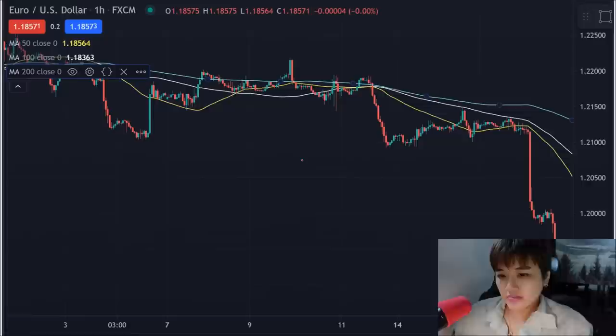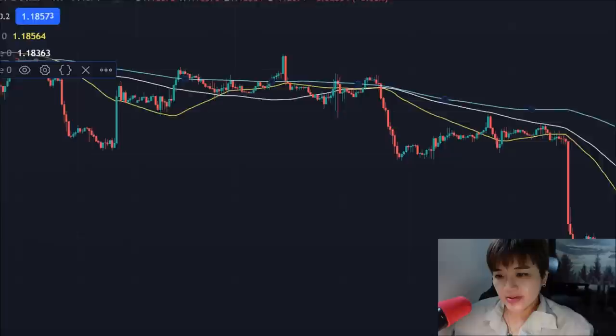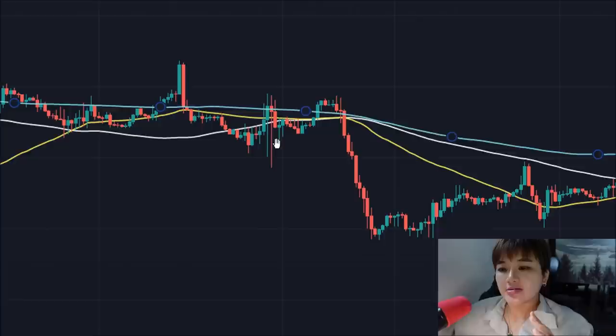Okay, let me show you this example, okay? A lot of people don't realize this. What you might already know is that when price tests your moving average, it's going to bounce off because, like I said, your moving average is a dynamic support resistance. When price tests this level, it's going to bounce off. Tests this level, it's going to bounce off. This level bounce off, okay?